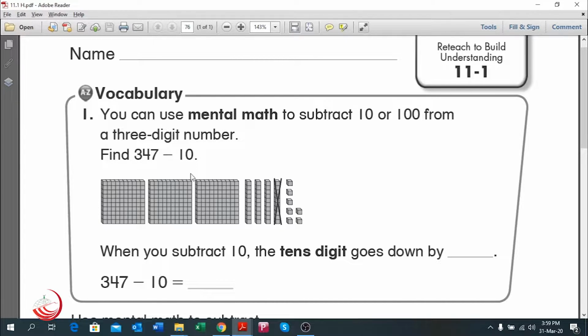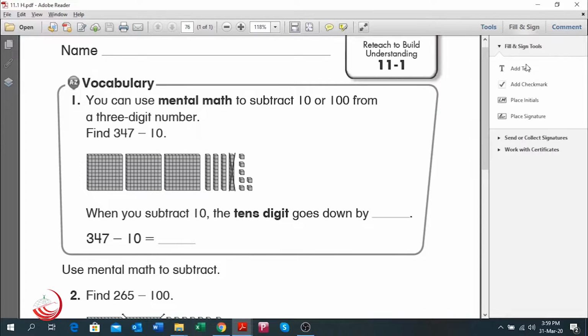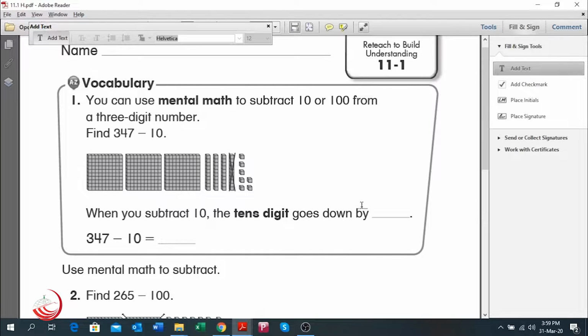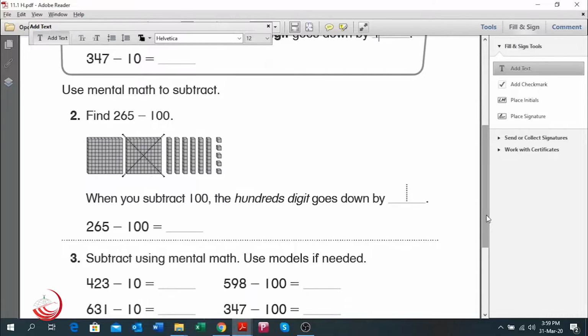347 minus 10. When you subtract 10, the tens digit goes down by how much? When you subtract 10, the tens digit goes down by 1. 347 minus 10 equals what? So the tens digit goes down by 1.